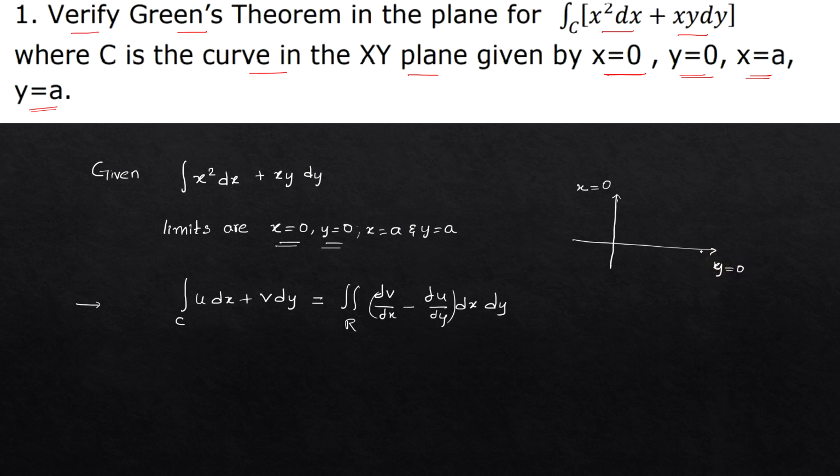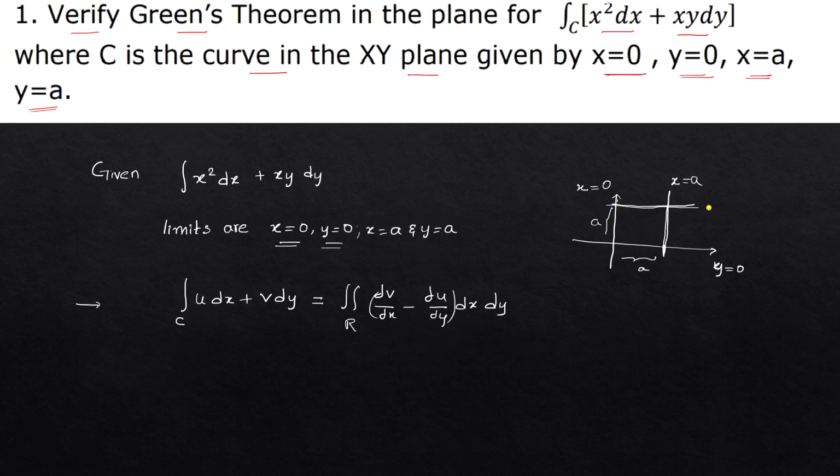X equal to a means somewhere here, at a distance of a from the origin, and we have to produce it as a line. So this is our required line, x equal to a. Always remember one thing, x equal to a or x equal to k is a line parallel to the y axis, whereas y equal to a or y equal to some constant is a line parallel to the x axis. So here y equal to a means somewhere here at a distance of a.